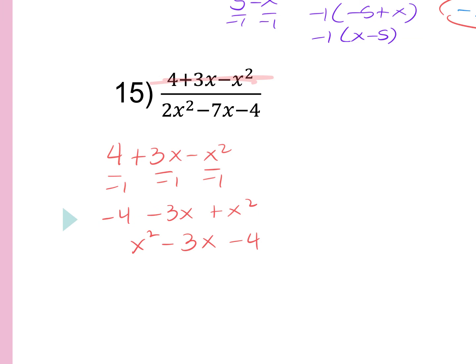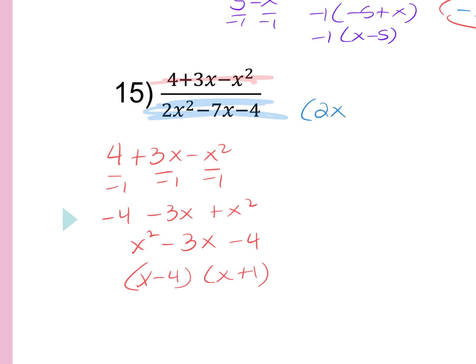Now I'm going to factor that trinomial. I'm looking for factors of -4 that will give me -3. So x minus 4 and x plus 1. Then I'm going to factor the denominator. And I can either choose to factor by grouping, or I can guess and test. Again, this is small enough where I could probably guess and test.